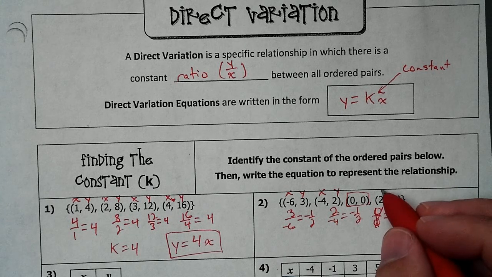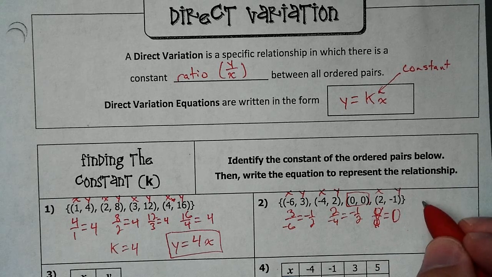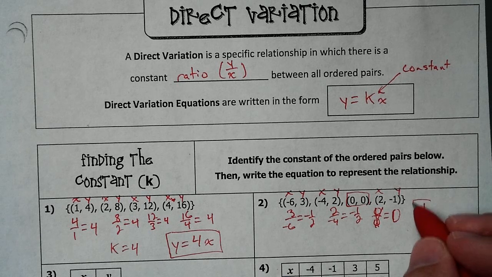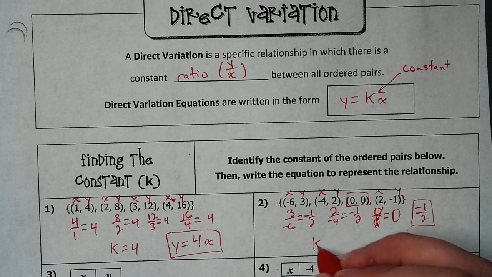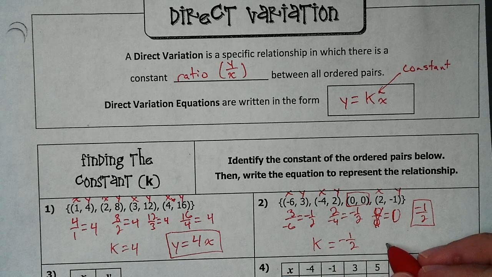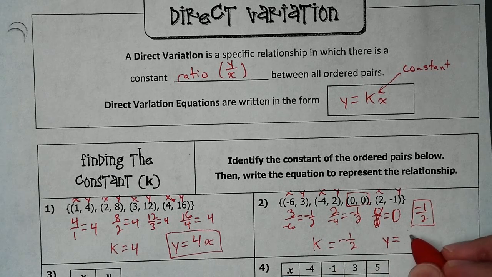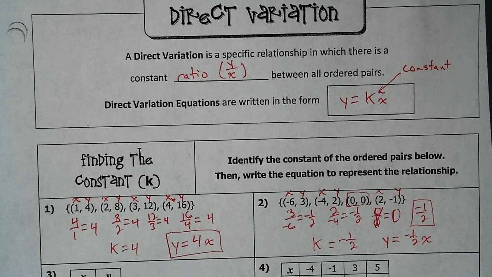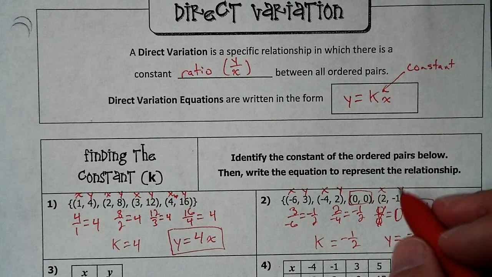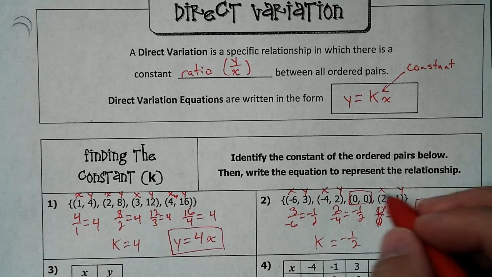Let's pick the next point on the line. Here's our x, here's our y. And negative 1 over 2, which that is our constant. So our constant here is negative 1/2. And how we'd write this as an equation is y equals our constant, negative 1/2 times x. So the only point that this never works at is at 0, 0.